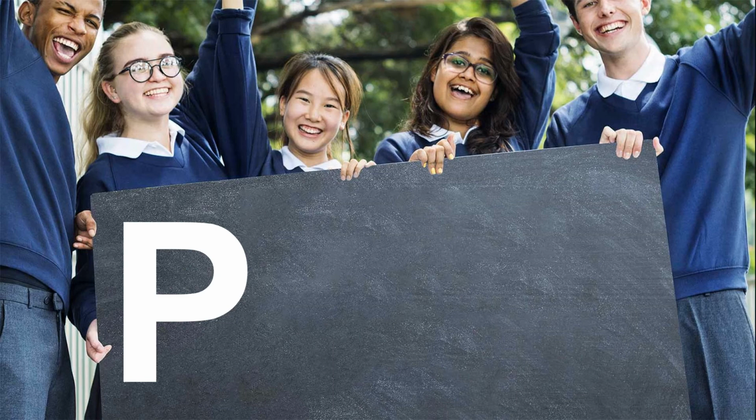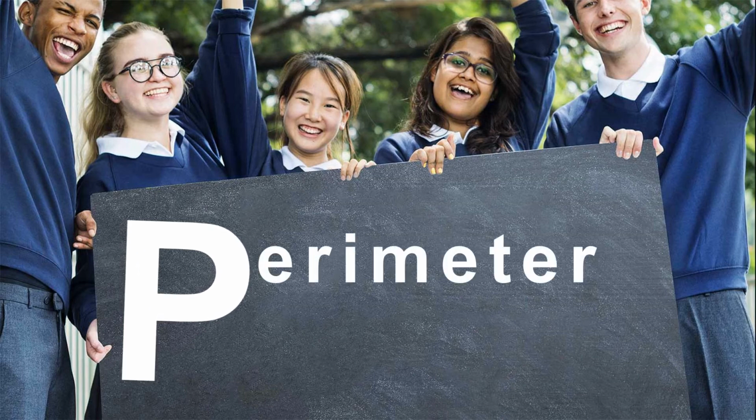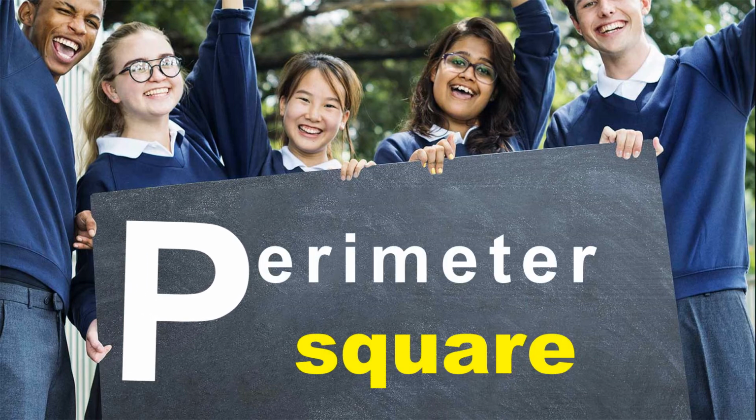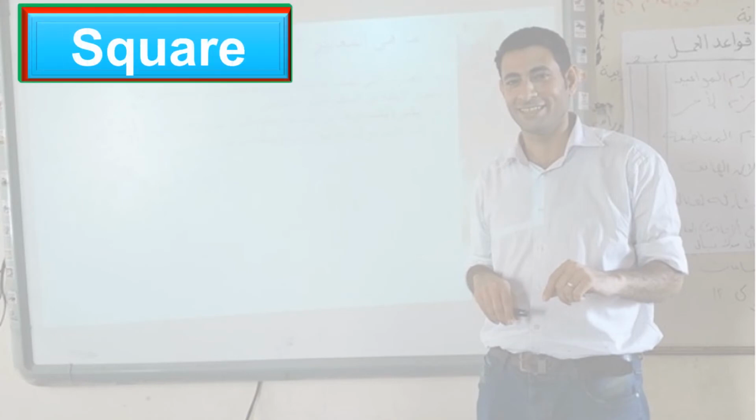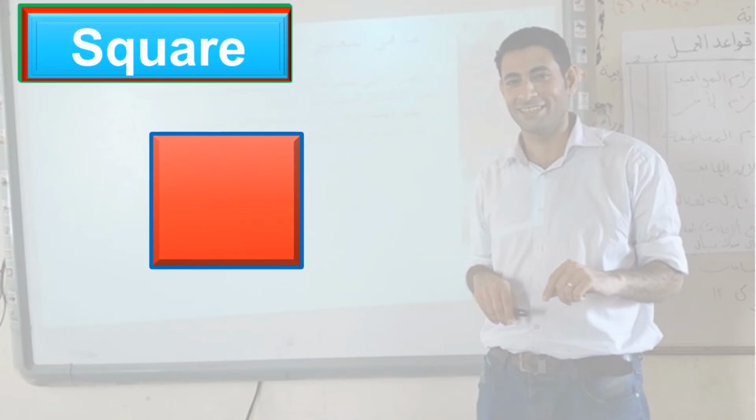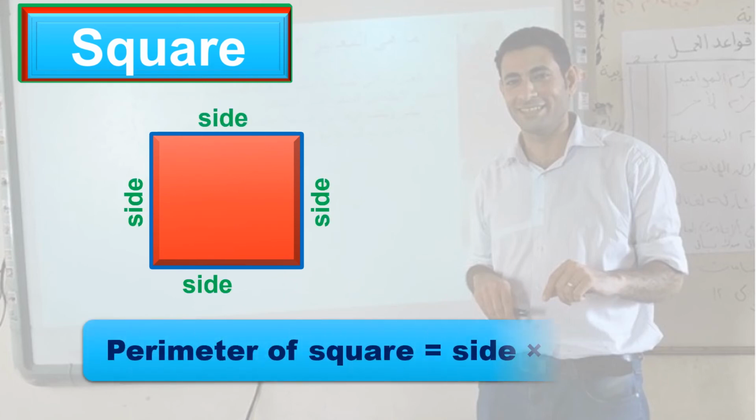After we have been studying the perimeter of a rectangle, now we will study the perimeter of a square. The square is a polygon that has 4 equal sides. Then the perimeter of a square equals side times 4, because all sides of a square are equal.